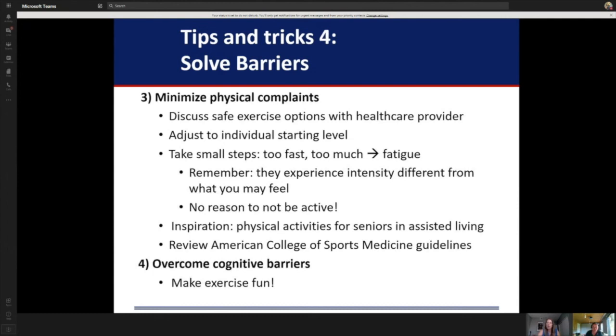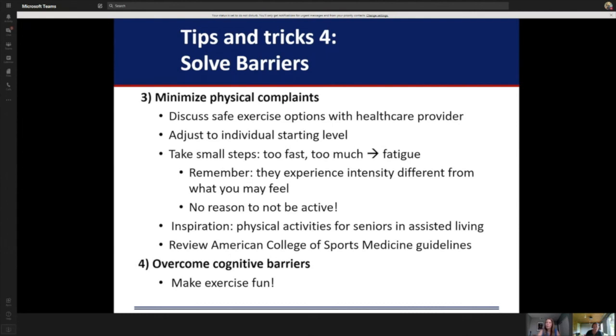Remember that they experience intensity possibly different from what you may feel. It's no reason to not be active, but it's a reason to even break it down further in small steps. What I've used a lot as inspiration for people to slowly get into physical activity is physical activities designed for seniors in assisted living facilities. They start with a lot of chair-based activities because of safety concerns with older adults, and I think that's somewhat true for our population as well.